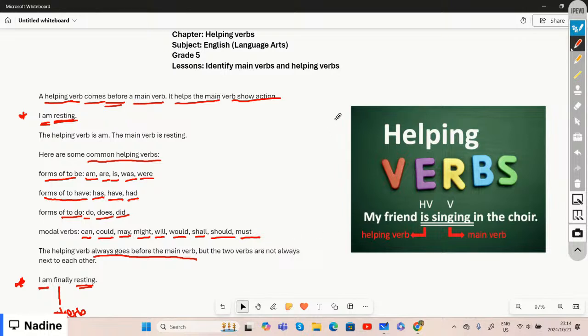And if we look at this picture over here that we see, it says helping verb. Here they're giving us a clear example of helping verbs, right? By even underlining with labels. So HV stands for helping verbs. V just stands for verb, which is your main verb.